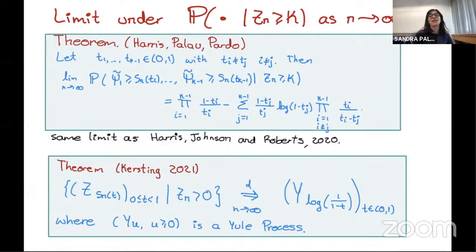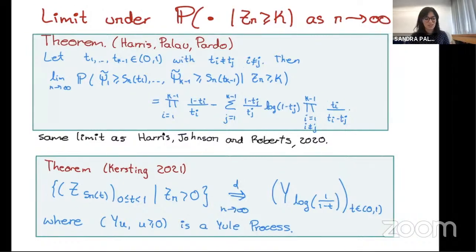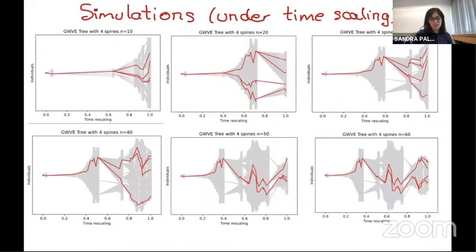And this complements what Karsten did this year. He showed that, with the same time scaling, the process conditional on survival converges to a Jirina process that also performs a time scaling. So he is showing this for the whole process, and what we did is to select a sample of points and then look at the tree. And now I want to show you some pictures, some simulations. In all of them, we have 4 spines, and we are changing the environment, the generation.